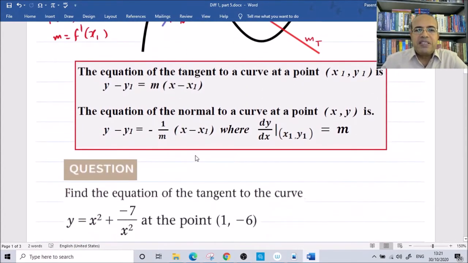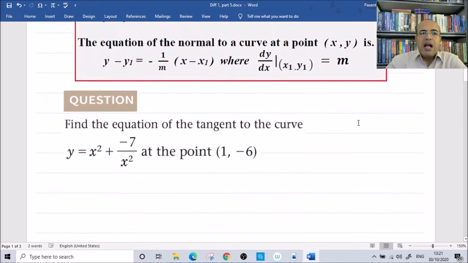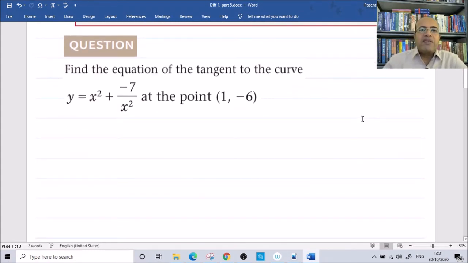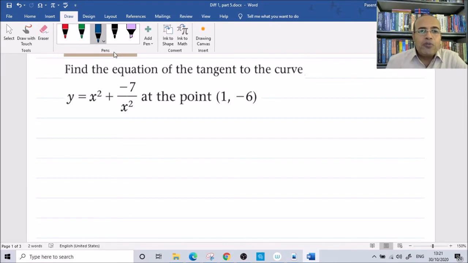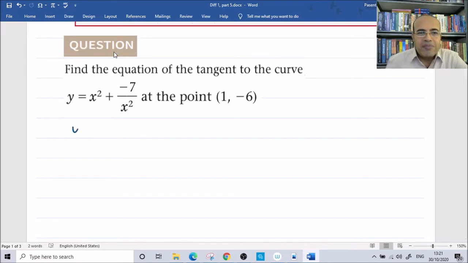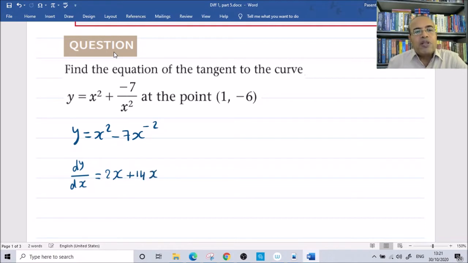Let us see this question. Find the equation of the tangent to the curve at the point (1, -6). So we need the equation of the tangent. First step, we write each term in standard form. So we write y equals x squared, flip x squared up, so -7x to the power -2. This is y. The second step, we find dy by dx. It is the gradient of the tangent at any point. Differentiate, so it's 2x, and -2 times -7 is 14, x to the power reduced by 1, -2 minus 1, -3.